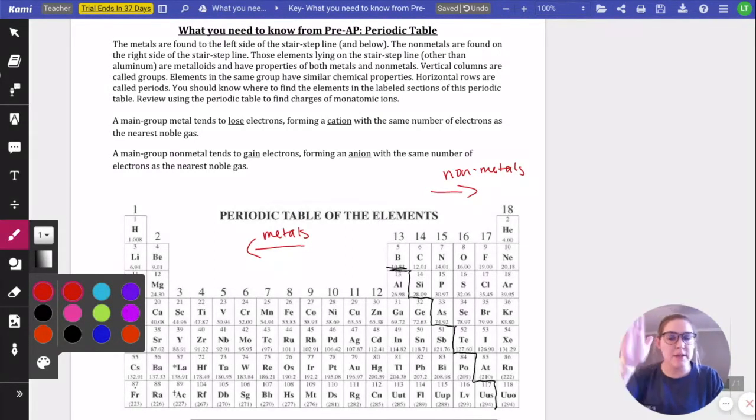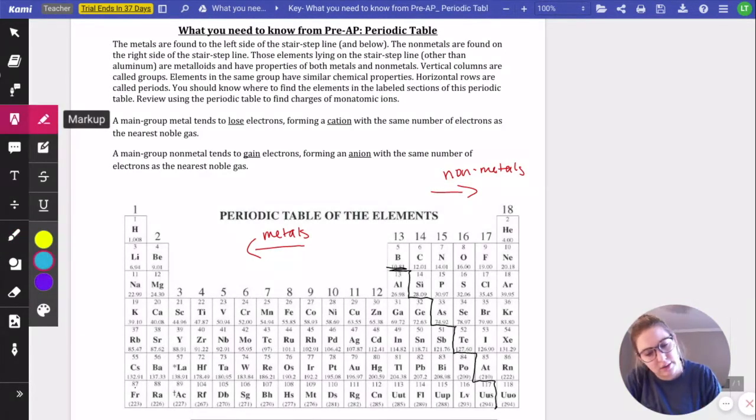Vertical columns, the up and down, are called groups. The horizontal rows are called periods. So let's highlight a few things here. Left of the stair step is metals. Non-metals are right of the stair step. Everything on the stair step except for aluminum is a metalloid. Vertical columns are groups. Horizontal rows are periods.